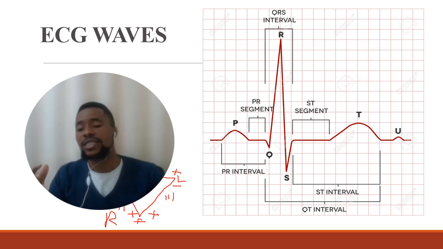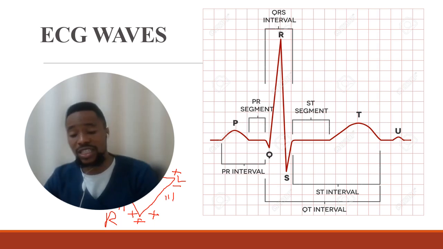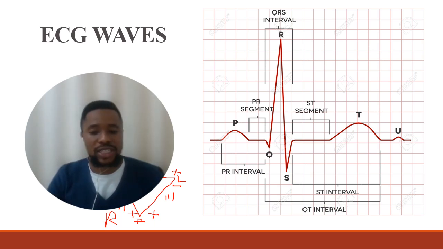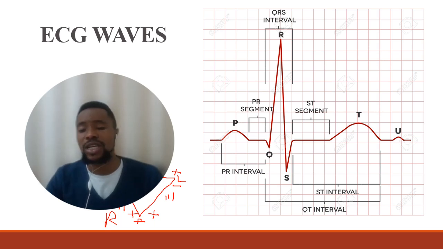So 3 leads are bipolar, then 9 are unipolar, but 6 of the 9 are chest leads or precordial leads. So the one we make use of here is lead 2. We use this lead 2 for explanation because lead 2 has a prominent P wave. So we make use of lead 2 for explanation. Even for your reading strip, lead 2 is what we make use of because it has prominent waveforms.